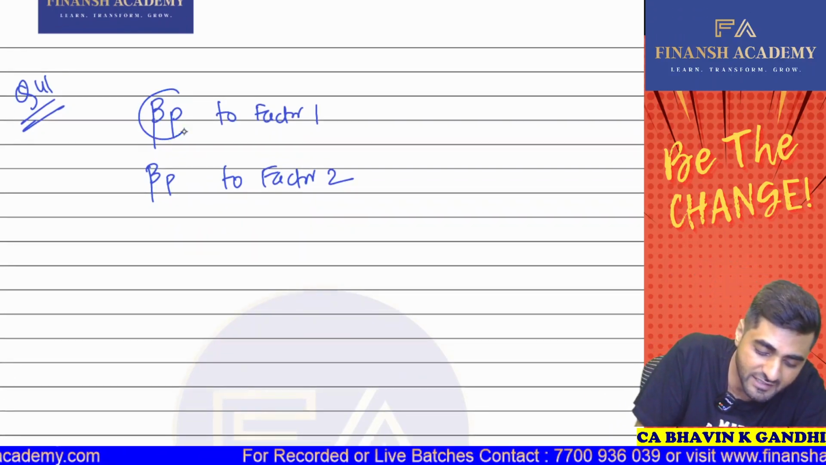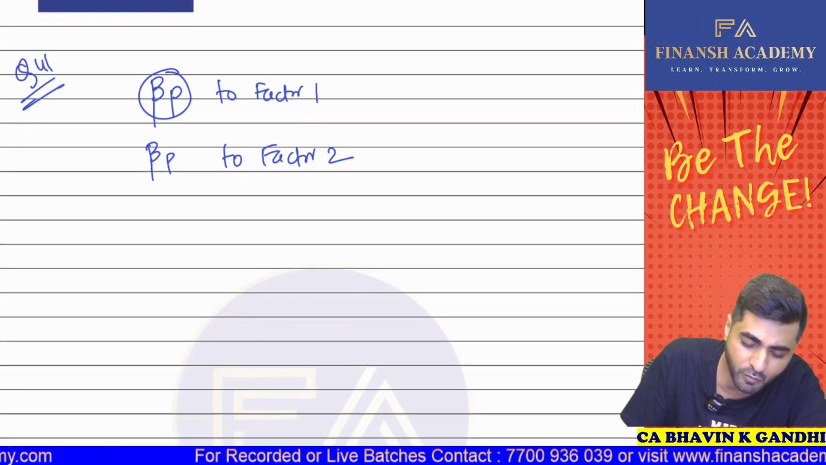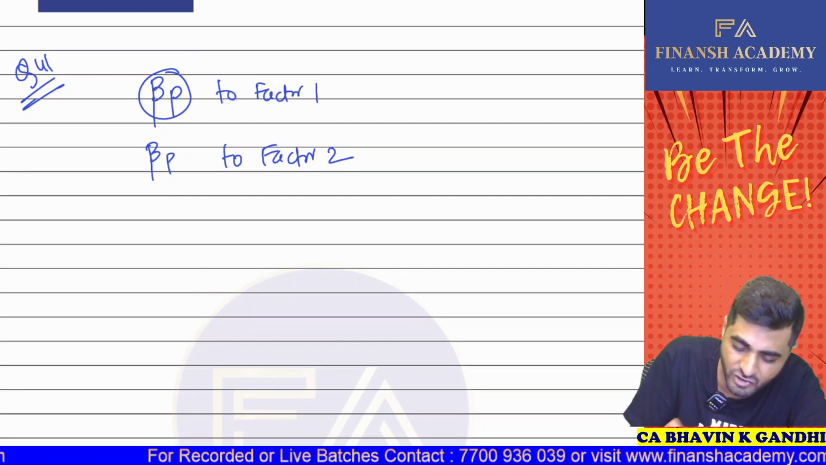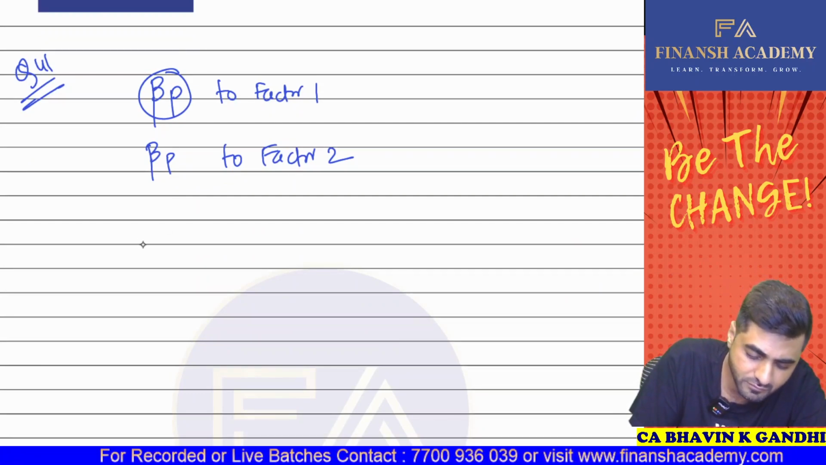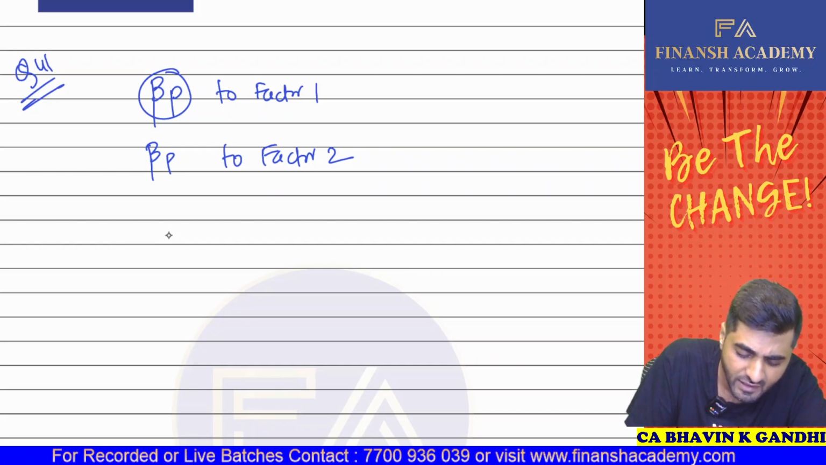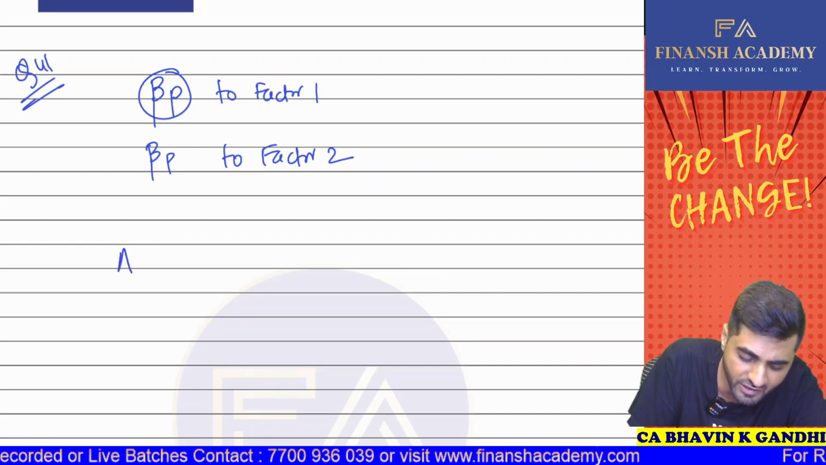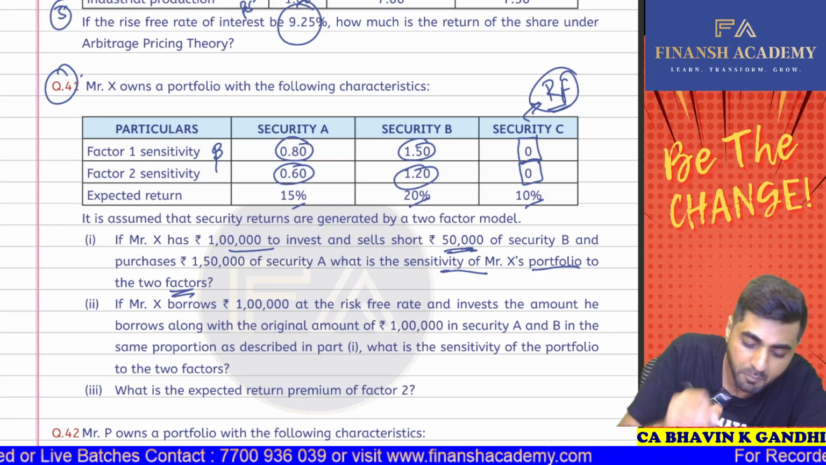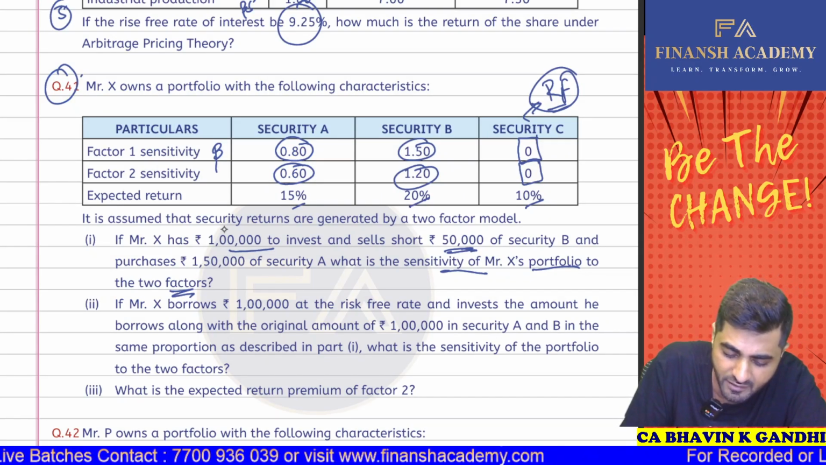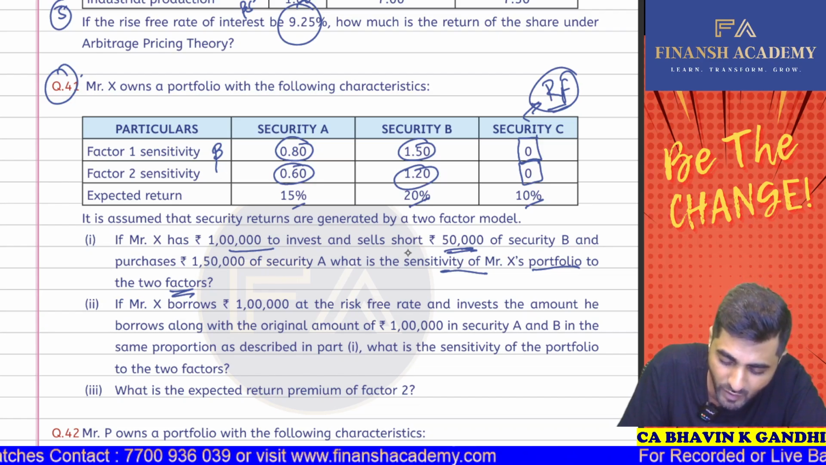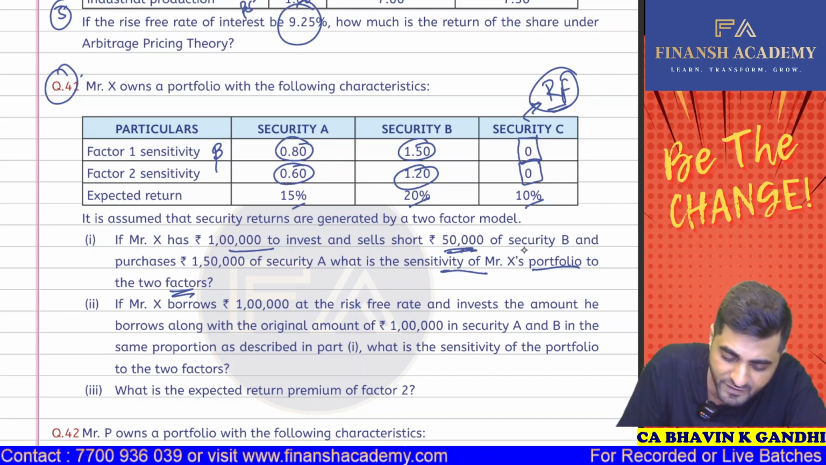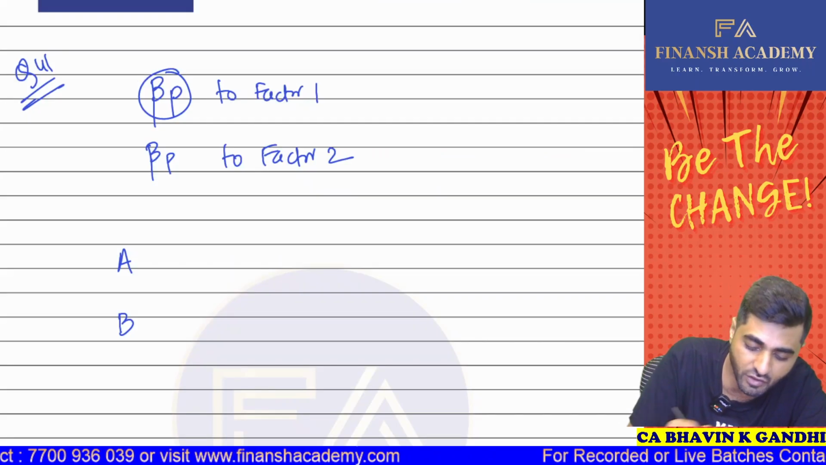So in that particular case, your beta of the portfolio actually can be nothing but, can I put it like this, it is nothing but weighted average. Okay, so we are having security A and security B, but here they have told you that Mr. X intends to invest 1 lakh and sell short 50,000 and purchases 1,50,000 of security.